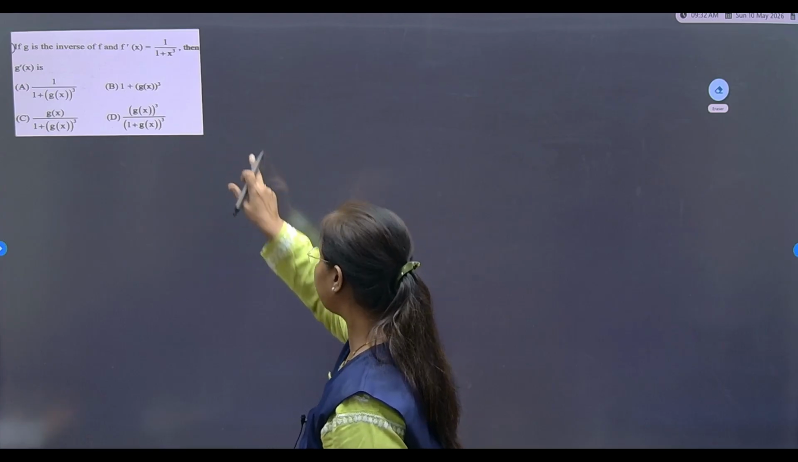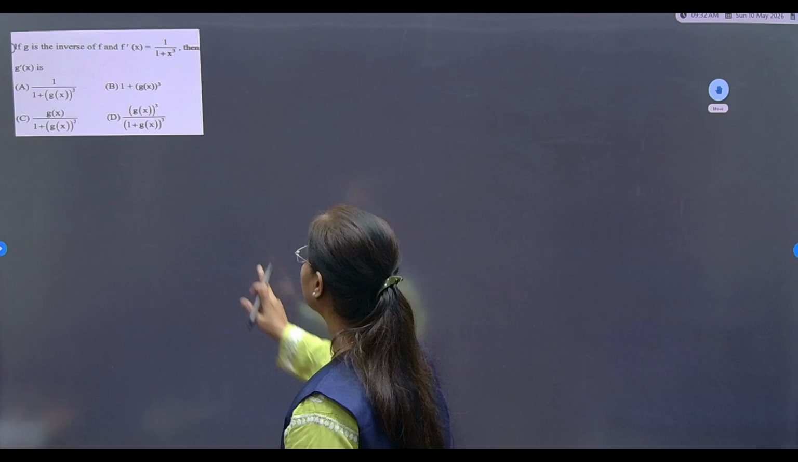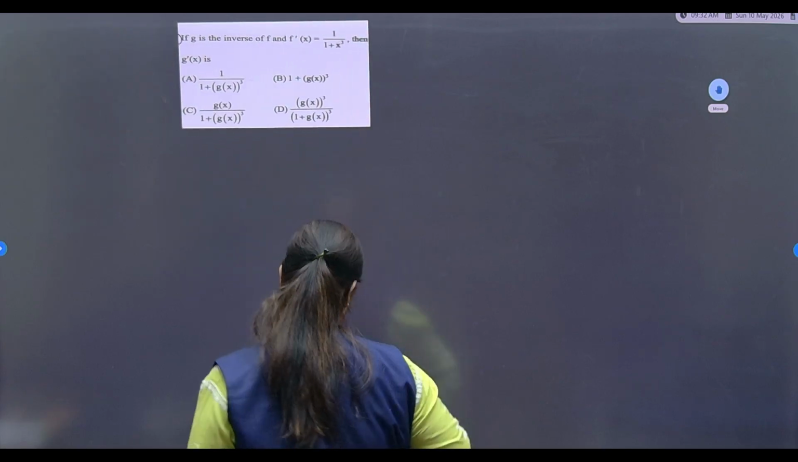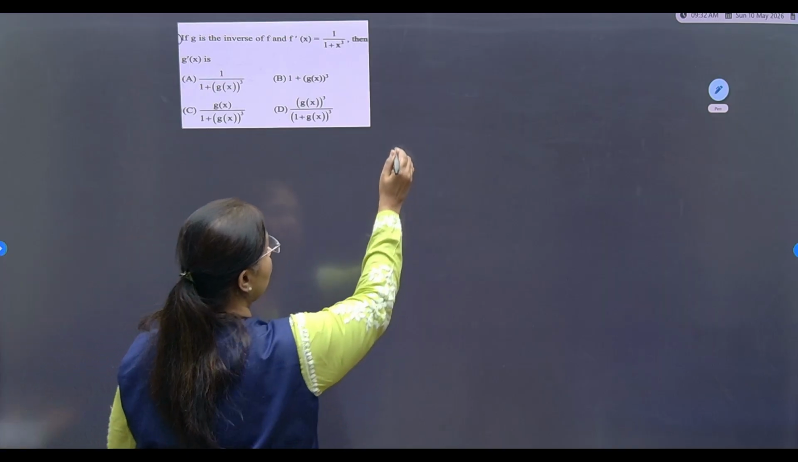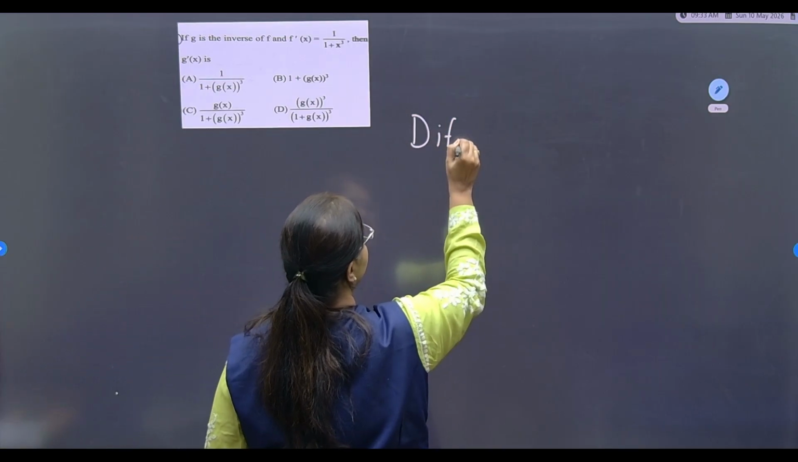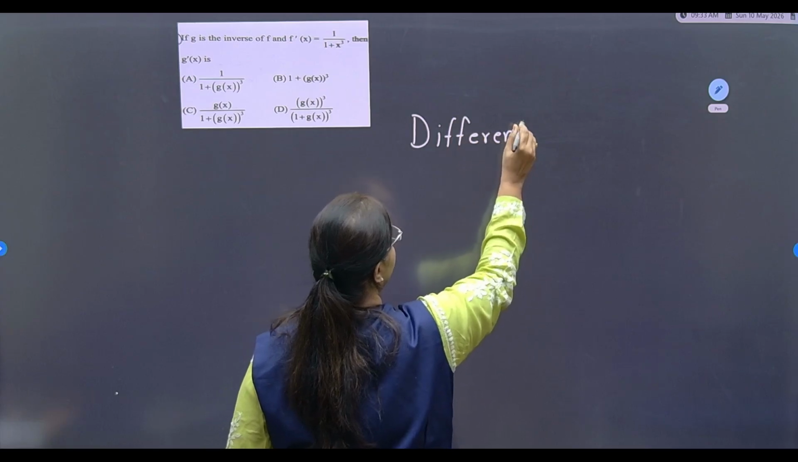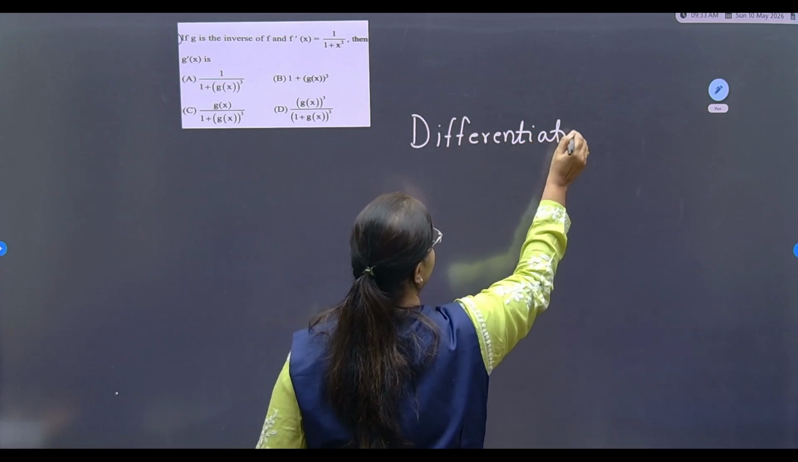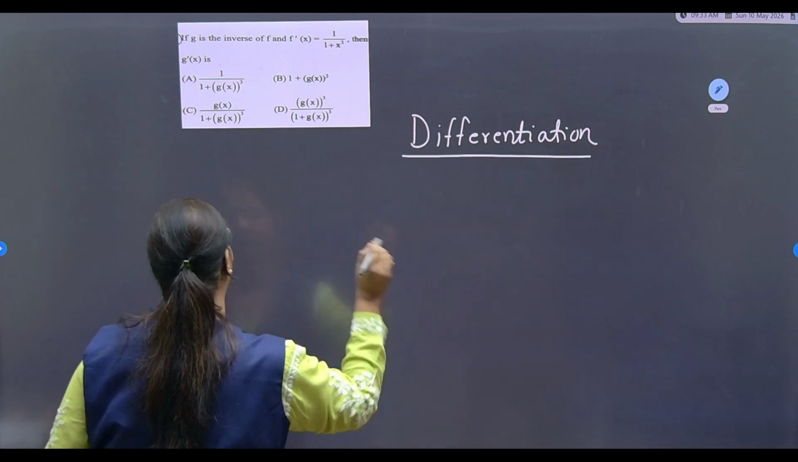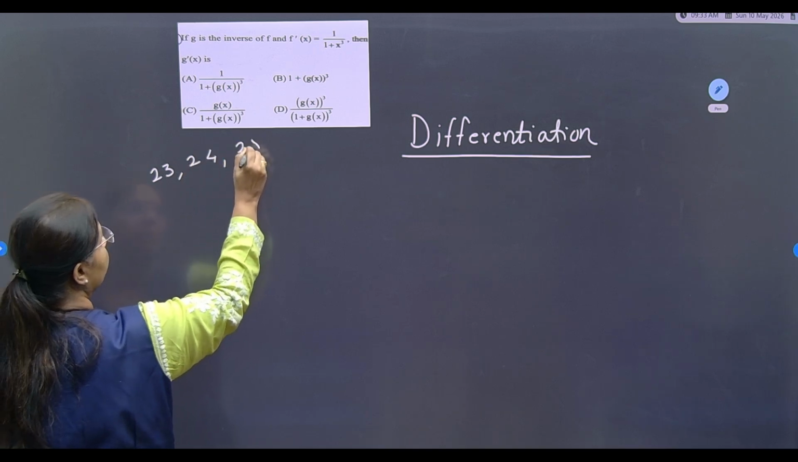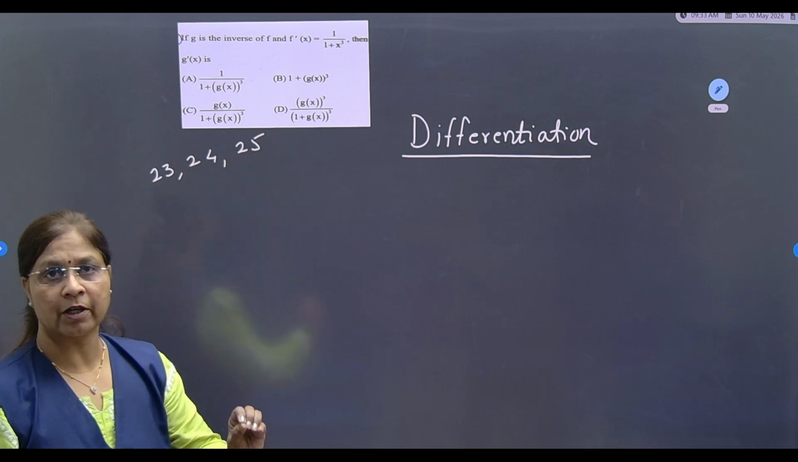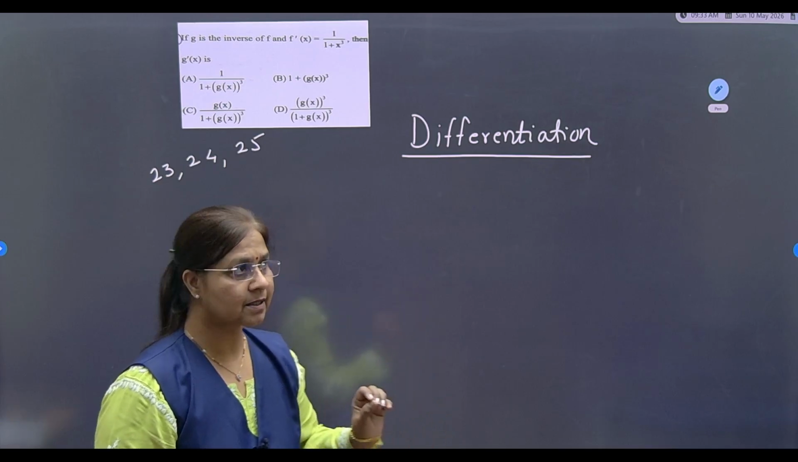Okay, repeated examples for the topic differentiation. Years 23, 24, 25. Okay, most important repeated examples.